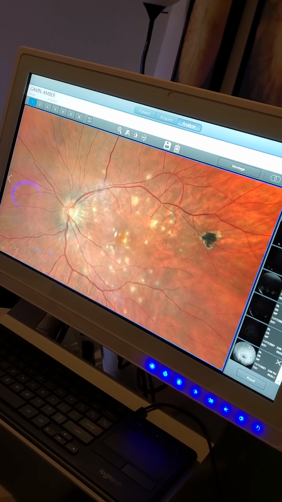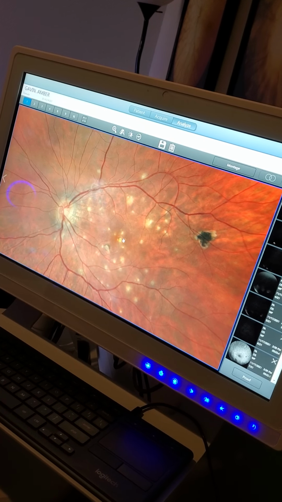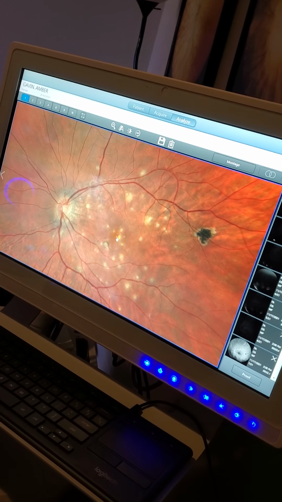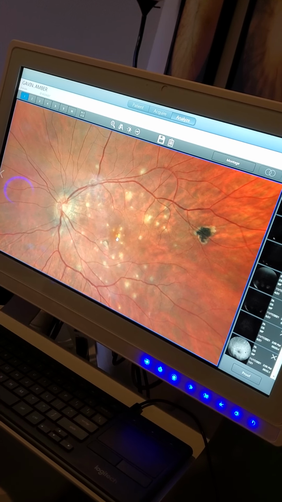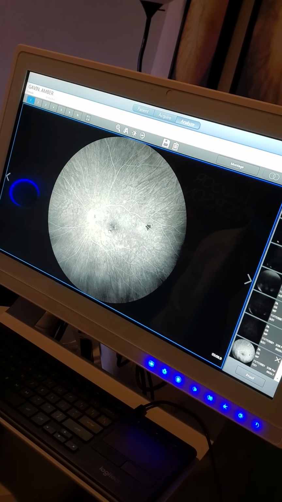This right here is the center of your vision, this area. And notice you have 1, 2, 3, 4, 5 scars here, and this one being the most prominent. This is an old scar. This is not, unfortunately, anything active. And how do I know? That's when I do the dye test. The dye test essentially shows me that.